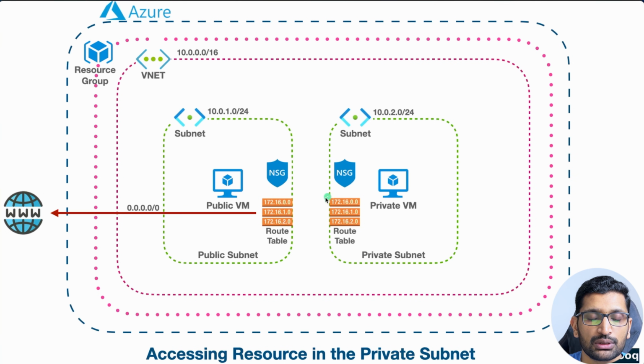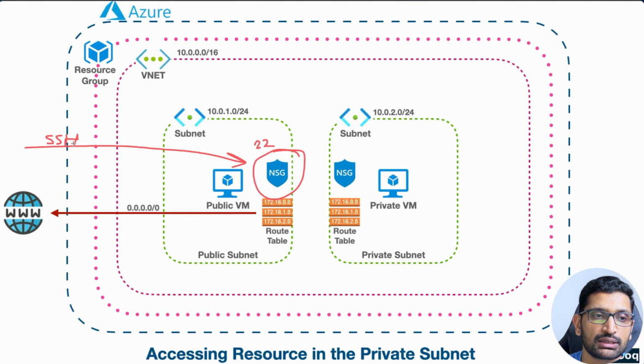So if you take a look at this diagram, I'm talking about this network security group, which defines a port, right now 22. If someone is going to SSH into this particular machine, then the port is 22, and this port 22 should be allowed by the network security group so that anyone can access this virtual machine. So this is how it works.